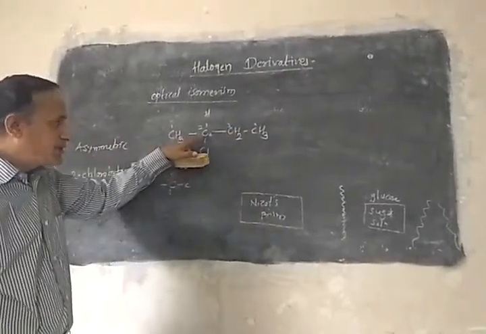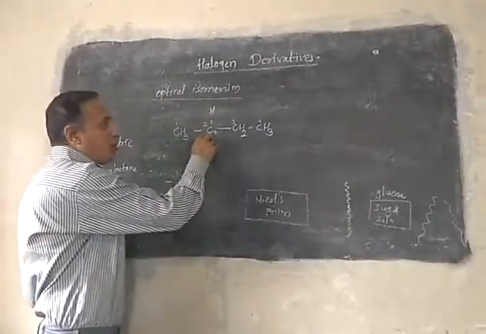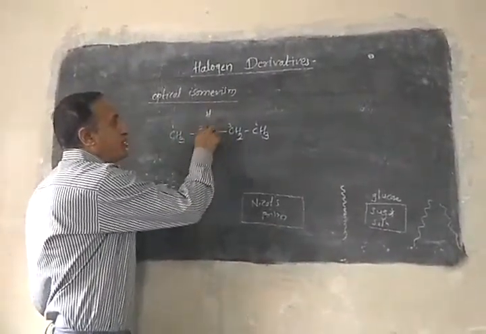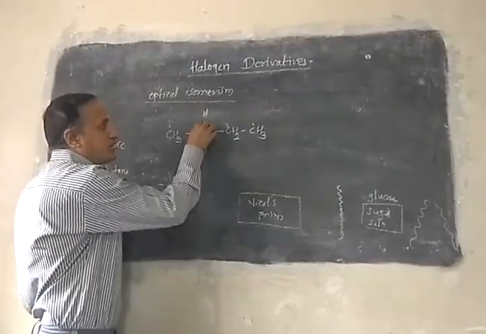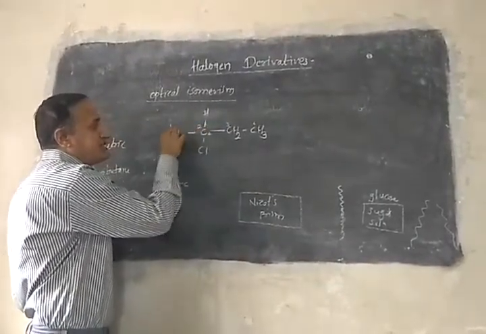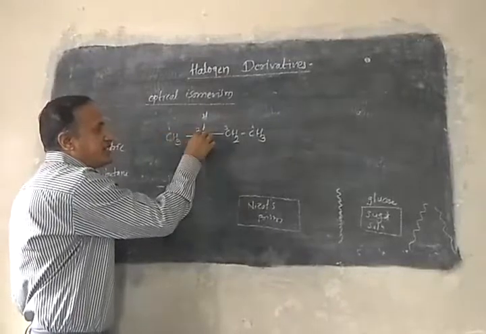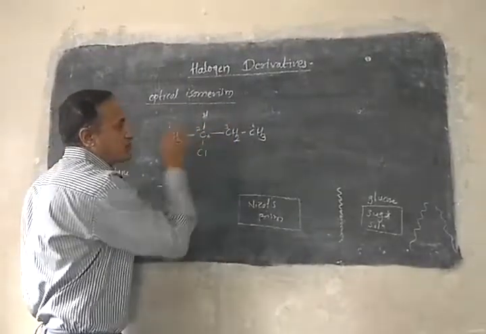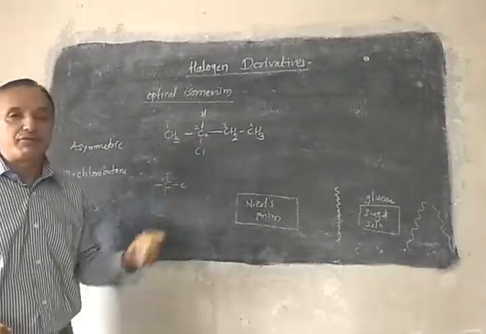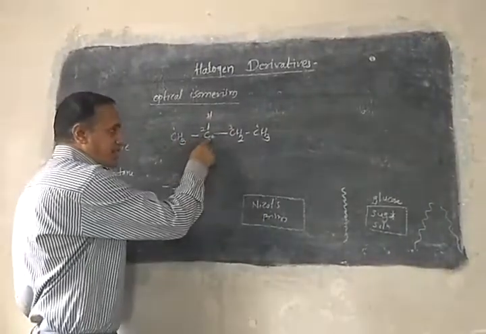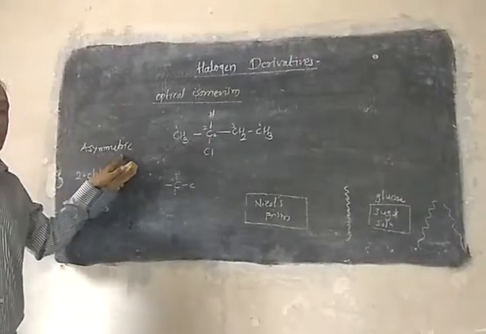Only carbon number 2 has all 4 bonds with different groups. Here the carbon forms a bond with hydrogen, with CH3, with the carbon of CH2, and with chlorine. All 4 atoms or groups are different, so this carbon is called an asymmetric carbon atom.